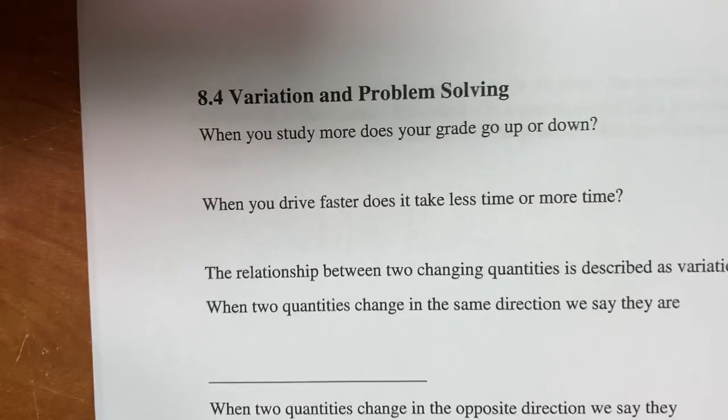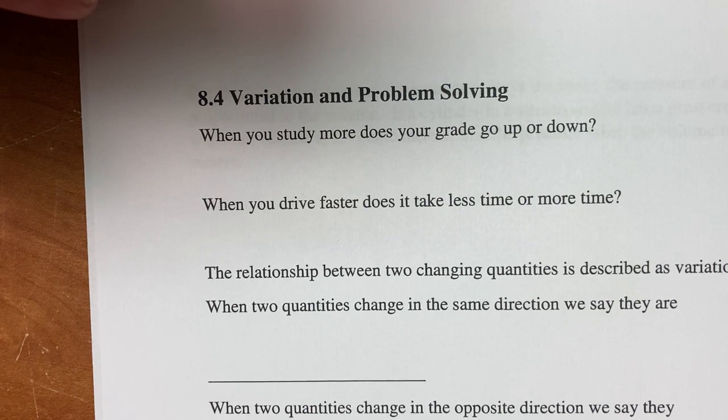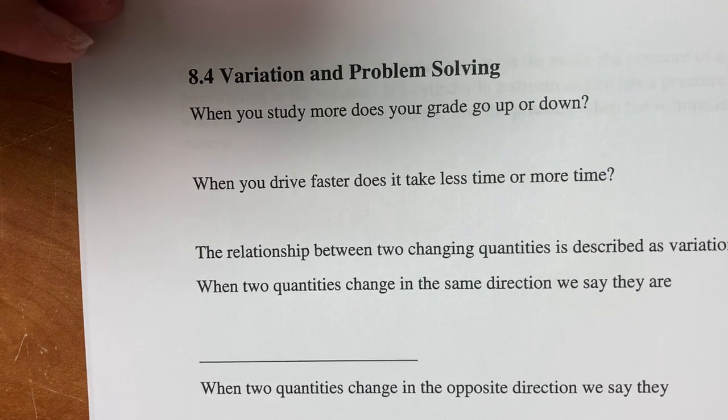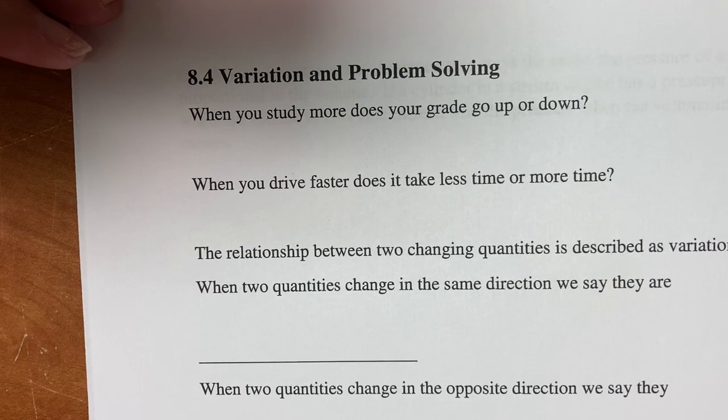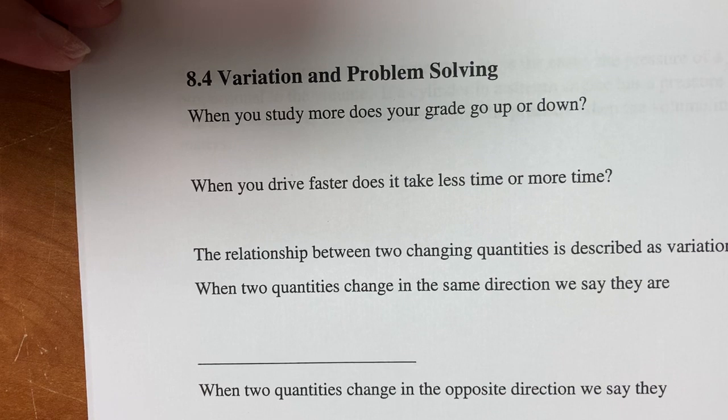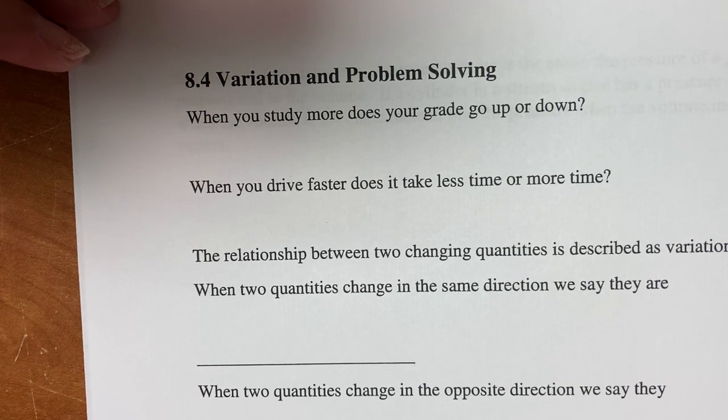All right, here are our last notes of chapter 8, and we're getting away from graphing now. We're going to talk about different types of variation, actually 3 types of variation. The first one let's talk about is direct variation.